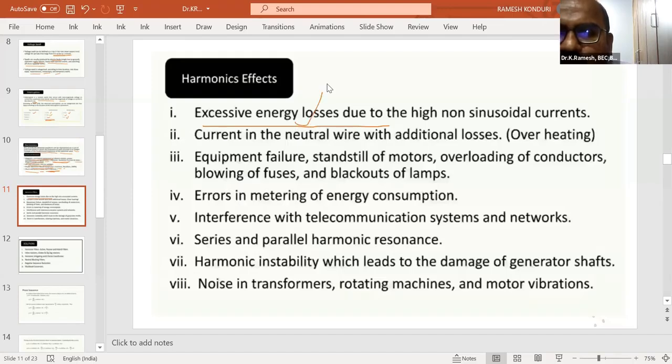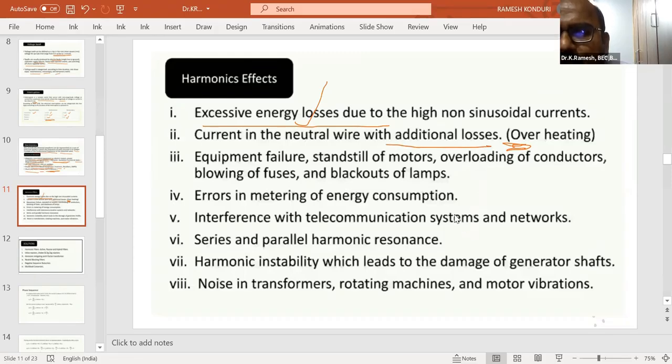The current in the neutral wire, with additional losses, leads to overheating. In a 3-phase 4-wire system, the current in the neutral wire increases, which leads to additional losses.